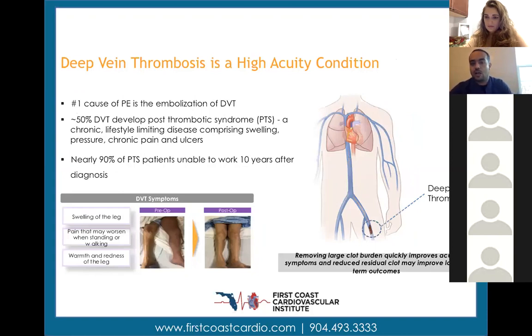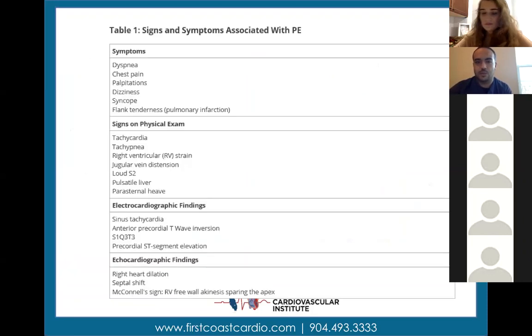DVT is also a high acuity condition. It's the #1 cause of PE, embolization of DVT. 50% of DVT patients develop post-thrombotic syndrome, PTS, which is a chronic and lifestyle-limiting disease that includes swelling, pressure, chronic pain, and even ulcers. 90% of these patients are unable to work 10 years after the diagnosis.